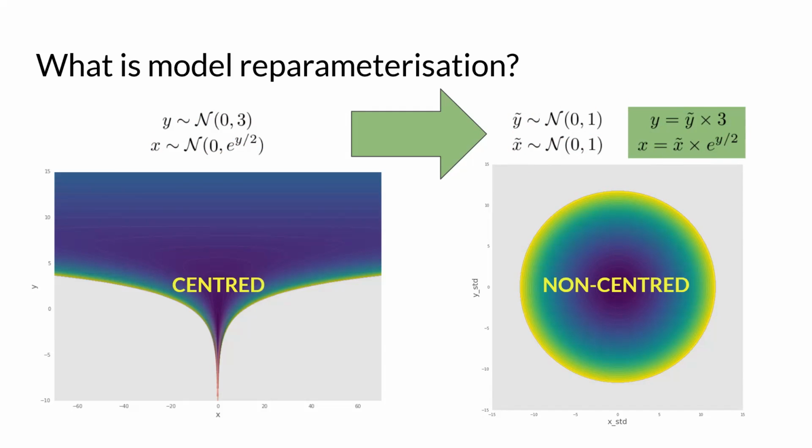Both of these parameterizations have names in practice. This is a very common reparameterization, from centered parameterization, which is the definition of the model that we see on the left, to non-centered parameterization, which is the model that we see on the right.